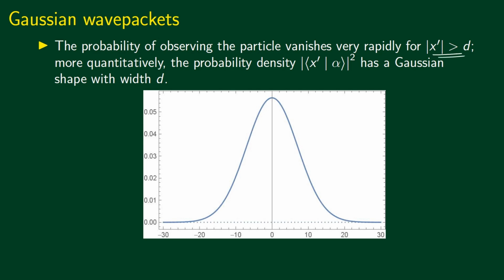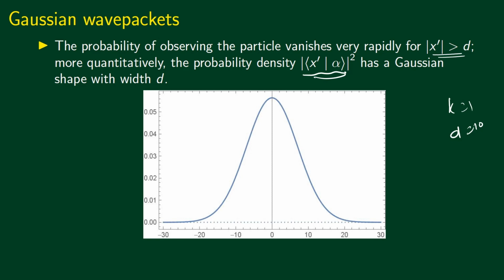Now, if you really want to look at the probability density, this is given by the modulus square of the wave function. So let's plot the modulus square of the wave function, again with k equal to 1 and d equal to 10, just as an example. If I plot this modulus square of the Gaussian wave function, we get again a Gaussian shaped plot. It's a bell-shaped curve. So here we see that the probability density has a Gaussian shape with width d.